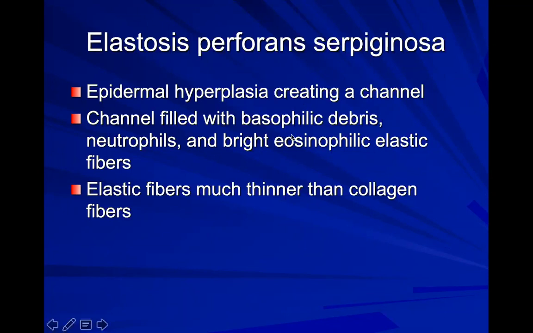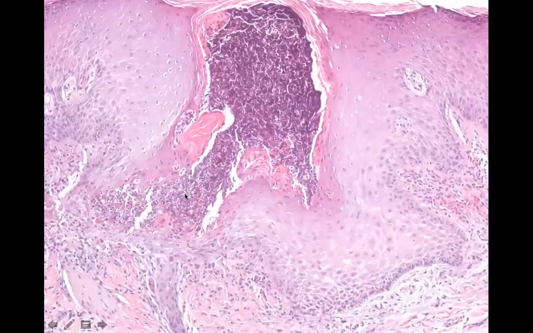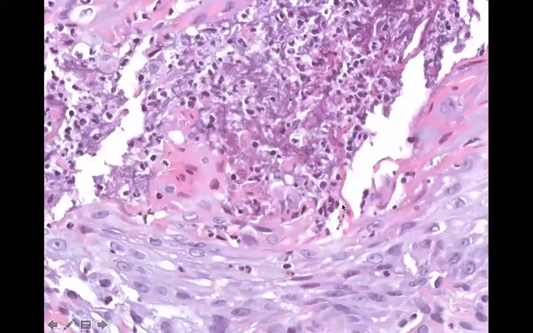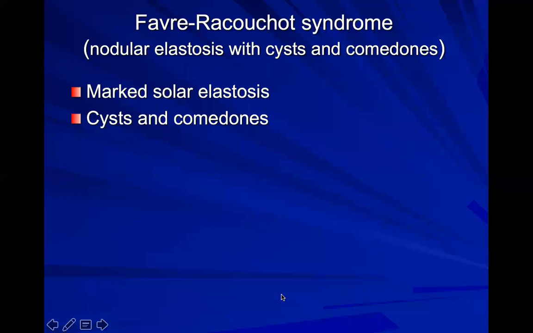Again, you have these channels filled with all this debris, and you'll have these elastic fibers, which are thinner than collagen fibers. So here's your little channel, like we saw before, epidermal hyperplasia, making this little space. And then what we should see is thin little elastic fibers. You see these little thin elastic fibers moving up through the channel. And if you can't see them, you can stain them with an elastic stain. Here you go. EVG, VVG, whichever elastic stain you use would highlight those.